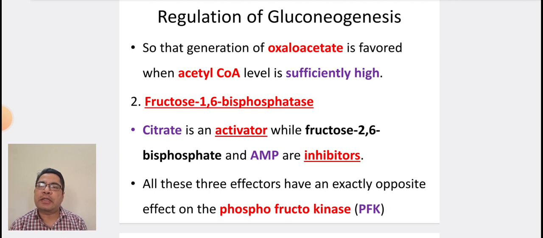Second regulatory factor is fructose 1,6 bisphosphatase. Citrate is an activator while fructose 2,6 bisphosphate and AMP are inhibitors of fructose 1,6 bisphosphatase. All these three effectors have an exactly opposite effect on phosphofructokinase.